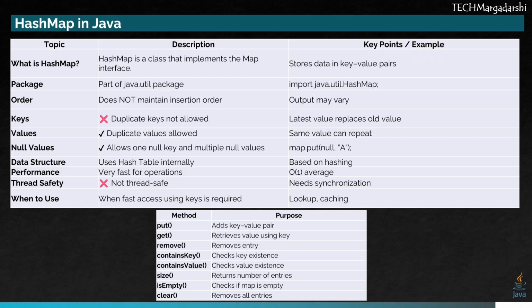Internally, HashMap uses a hash table, which makes operations like put, get, and remove very fast, usually in constant time. However, HashMap is not thread safe, so synchronization is required in multi-threaded environments. We use HashMap when we need fast data retrieval using keys, such as storing user data, configurations, or caching.